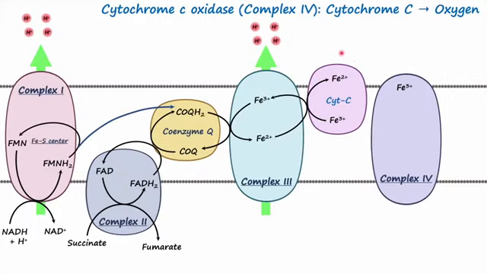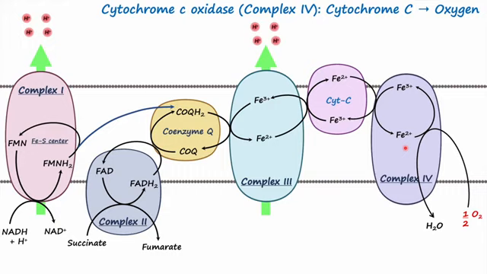Now at this stage, the electrons are with the reduced Fe+2 of cytochrome c, and from here they are transferred to Fe+3 of complex 4, which reduces Fe+3 into Fe+2, and as a result, the reduced Fe+2 of cytochrome c is oxidized and converted back into Fe+3. Now the electrons from Fe+2 of complex 4 are finally transferred to the oxygen atom in the mitochondrial matrix, and once the electrons are transferred to oxygen, oxygen is reduced to form water in the mitochondrial matrix.